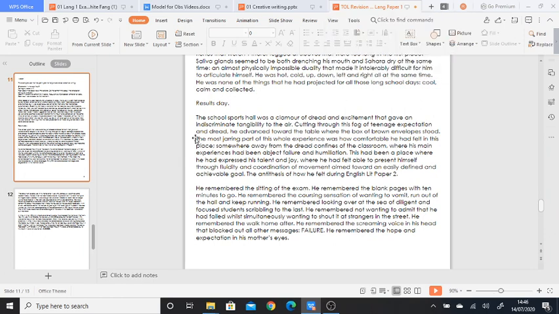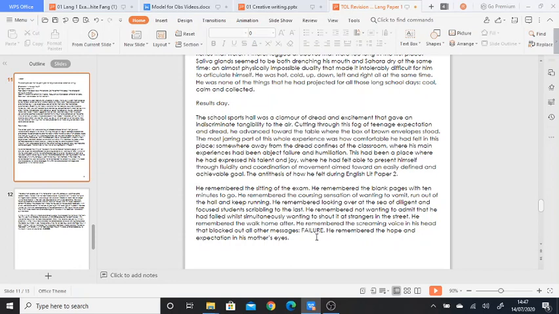Now here's a narrative, and you can of course read this, but I'll read it out for you. So, results day. The school sports hall was a clamour of dread and excitement that gave an indescribable tangibility to the air. Cutting through this fog of teenage expectation and dread, he advanced towards the table where the box of brown envelopes stood. The most jarring part of this whole experience was how comfortable he had felt in this place, somewhere away from the dread confines of the classroom, where his main experiences had been abject failure and humiliation.